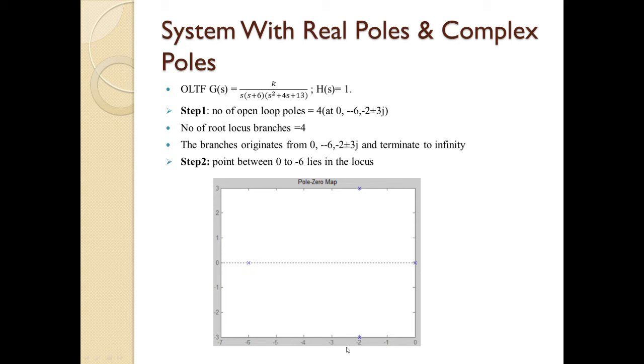Now we will check which points actually lie on the locus. If we consider any point between 0 and minus 6, then the number of poles plus zeros to the right hand side is always 1, that means an odd number. So any point between 0 and minus 6 will always lie on the locus. And the region from minus 6 to infinity will not lie on the locus.